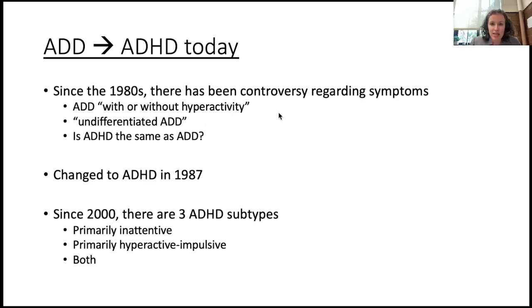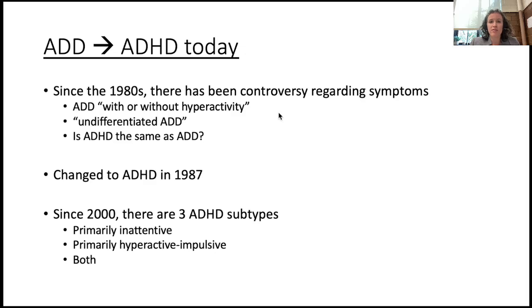So since the 1980s, when we first saw ADD, there's been a controversy regarding the symptoms. People were describing ADD with or without hyperactivity. There was undifferentiated ADD and a misunderstanding about whether symptoms including or not including hyperactivity were the same thing or not. And so we see ADD changing to be classified as ADHD in 1987.